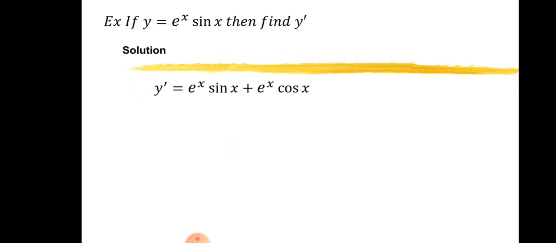Here we have f of x, or y, equals e power x sine x, then find y prime. We have here a product of two functions, so you have to apply the product rule. The derivative of the first, the derivative of e power x, is e power x times the second, plus first times the derivative of the second. The derivative of sine is cosine.